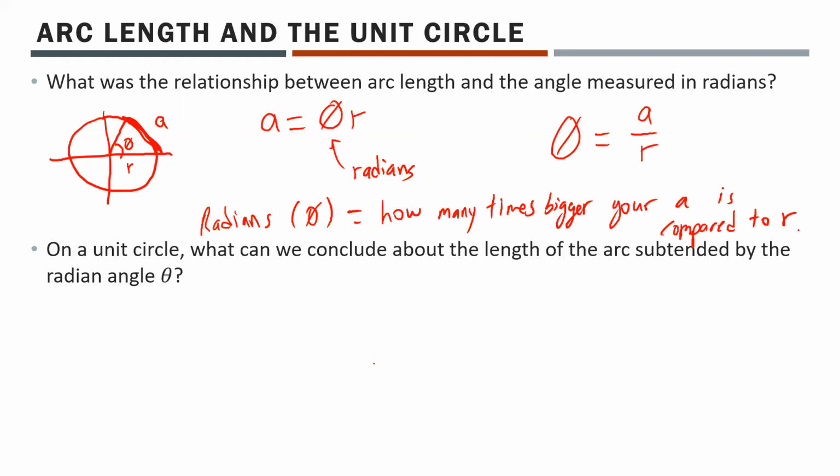That's all that radians is representing. So on a unit circle, what can we conclude about the length of the arc subtended by the radian angle theta? In other words, what can we conclude about A compared to the radian angle theta? Well, again, if A is theta times R, on a unit circle R is 1, so we can just say your arc length is your angle. So in other words, on a unit circle, your arc length, this portion of the circumference, is actually equal to whatever angle you have, as long as that angle is measured in radians. So that's another good significance of a unit circle. It's very convenient in that regard.